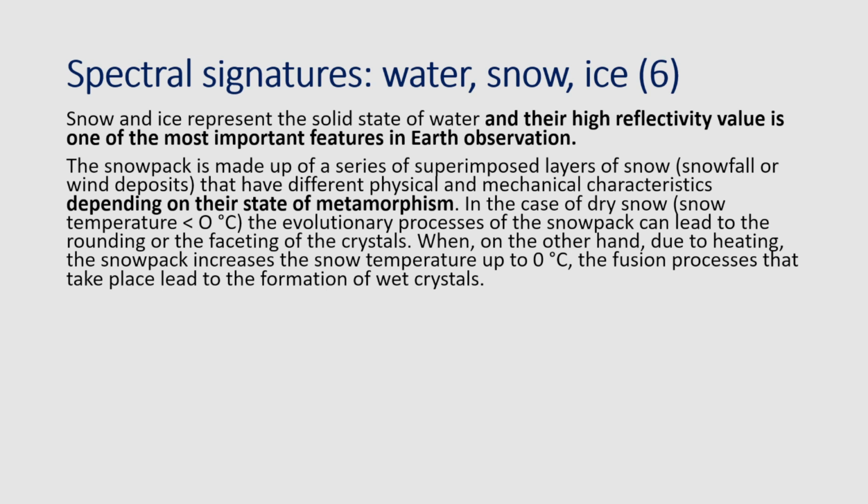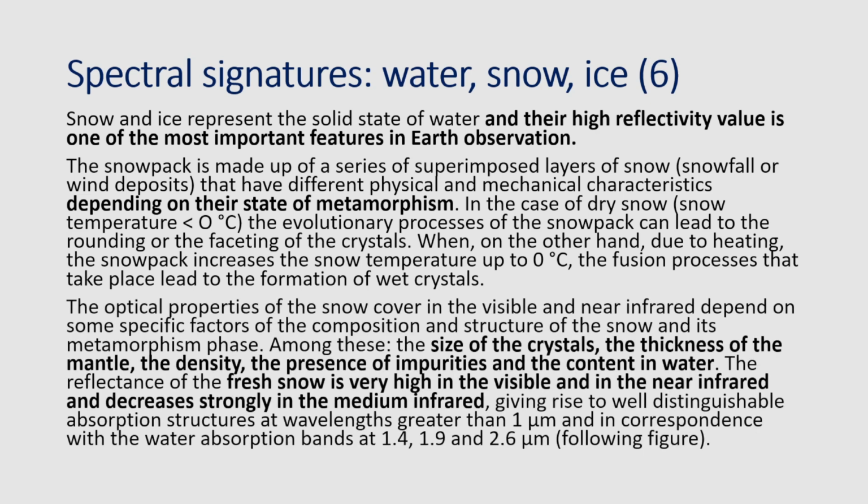In the case of dry snow, snow temperature below 0 degrees C, the evolutionary processes of the snowpack can lead to the rounding or the faceting of the crystals. When, on the other hand, due to heating, the snowpack increases the snow temperature up to 0 degrees Celsius, the fusion processes that take place lead to the formation of wet crystals. The optical properties of the snow cover in the visible and near-infrared depend on some specific factors of the composition and structure of the snow and its metamorphism phase.